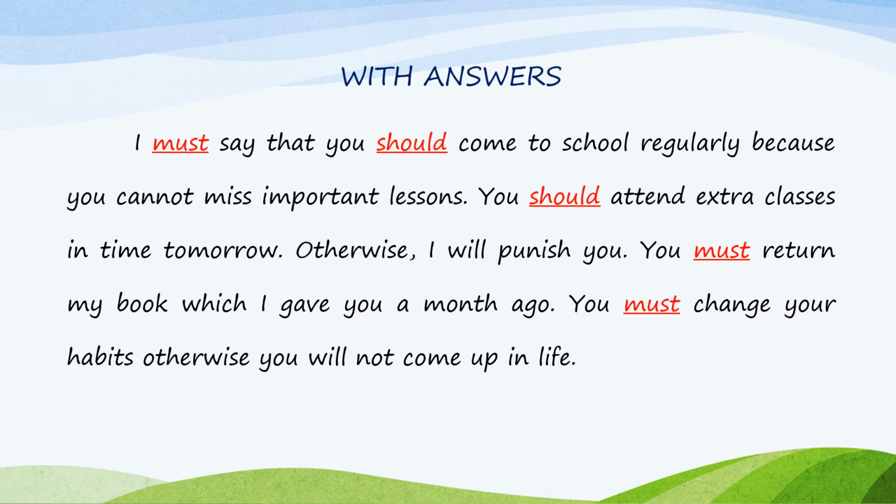You should attend extra classes in time tomorrow. Here, again I am giving you advice. Otherwise, I'll punish you. You must return my book which I gave you a month ago. Here in the fourth blank, you must return my book. Here that is a compulsory situation. Why? Because that person took my book a month ago. That's why here the must means that is an order.